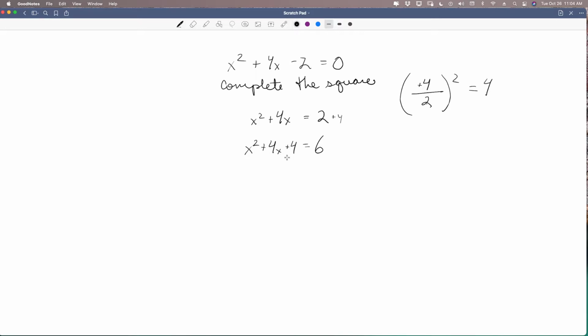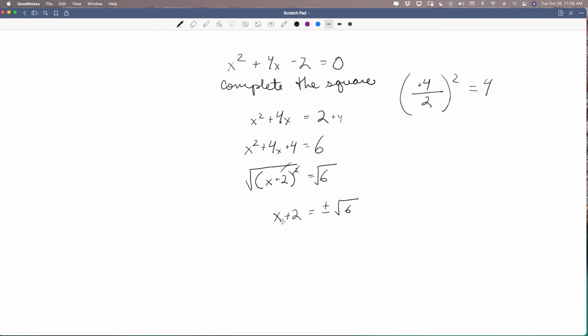Now we have a perfect square. So we can actually look at this and say, okay, this is equal to x plus 2 squared. It is a perfect square. So we can do that. And that equals 6. How do we get rid of this? We do the radical symbol, right? So this cancels this. So we have x plus 2 equals plus or minus the square root of 6.